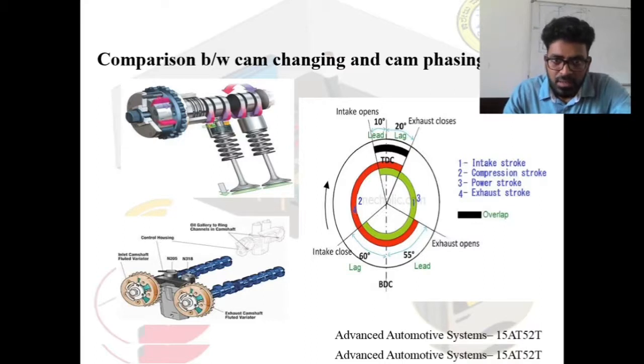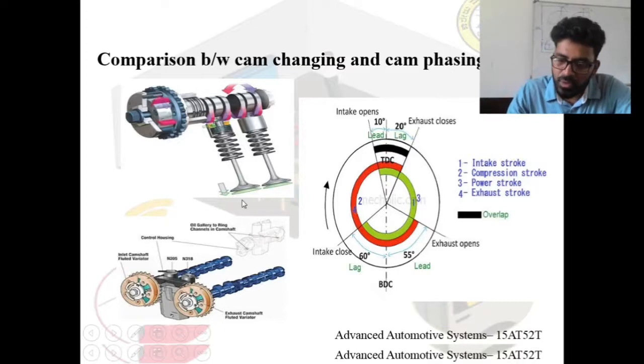Okay. So the difference between the cam changing and cam phasing VVT is this, and you can compare and think about which is better. And from my side, this cam changing VVT is more effective and better than cam phasing VVT in these aspects. Okay.